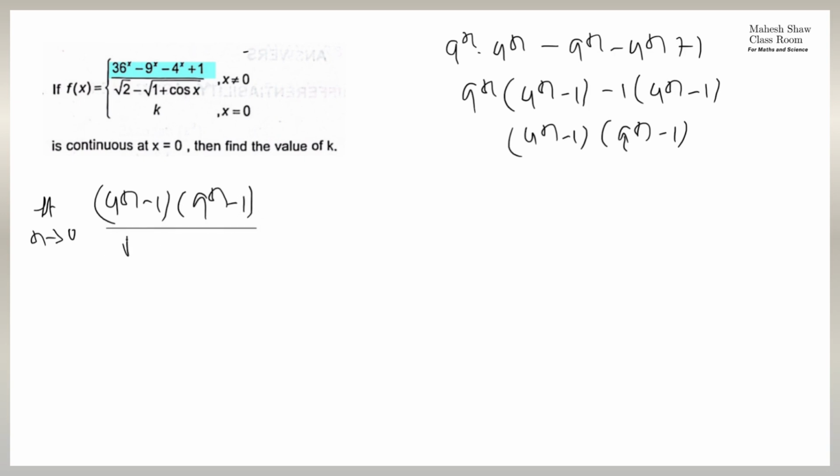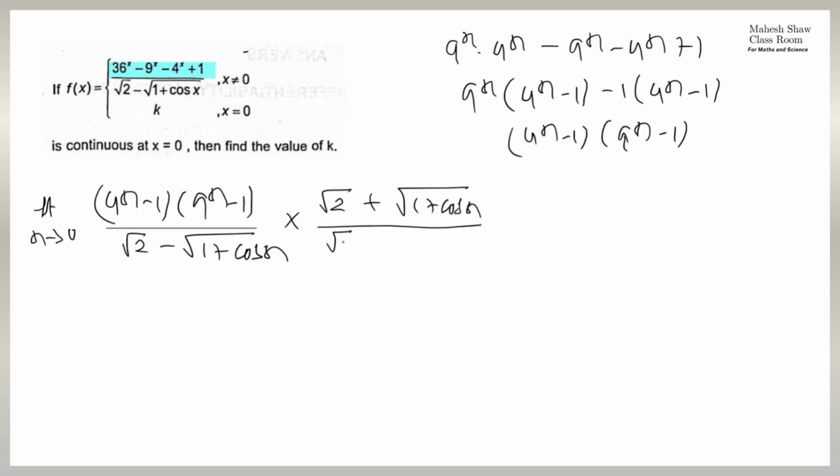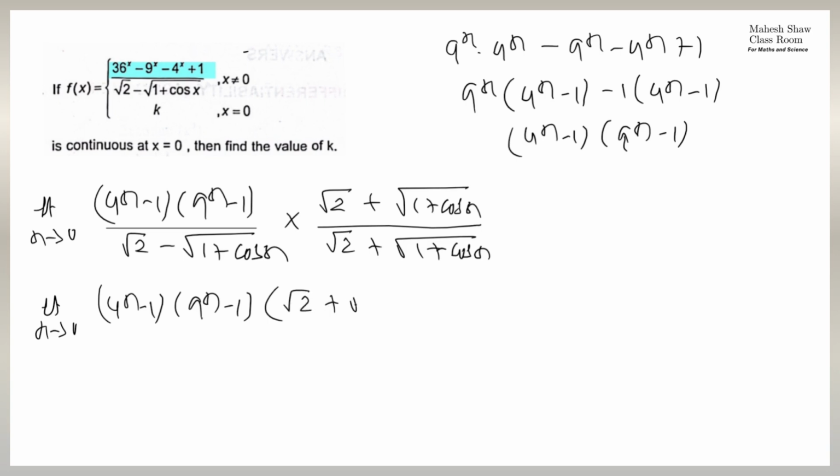And for the denominator part, clearly we'll be rationalizing. So we have this as √2 − √(1 + cos x). The rationalizing factor will be, changing the middle sign from minus to plus, √2 + √(1 + cos x). Now we'll keep the numerator as it is, (4^x − 1)(9^x − 1), multiplied by (√2 + √(1 + cos x)).